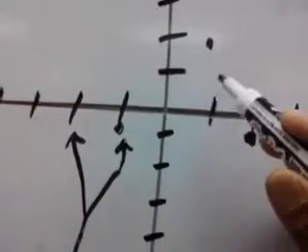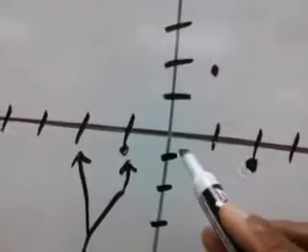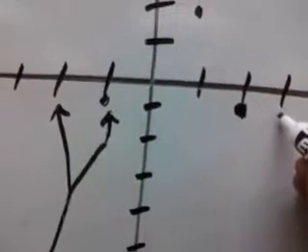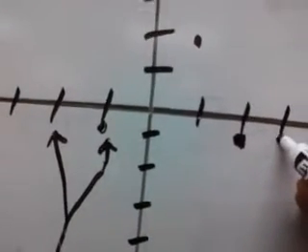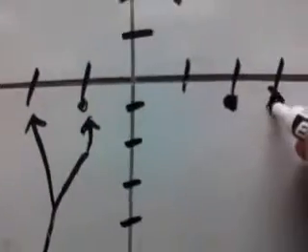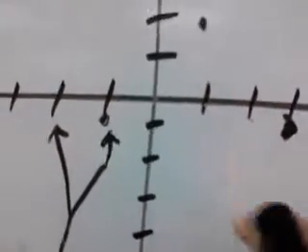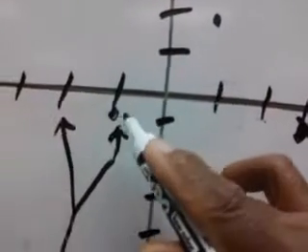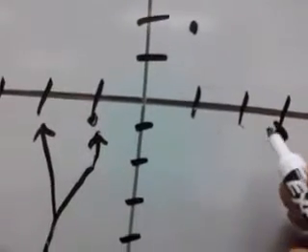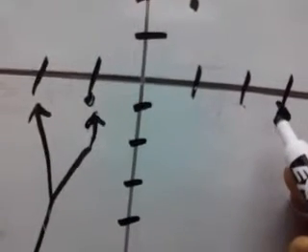You see, once again, the vertex splits the graph in half. So that would be 2 units on the left. Whoa, I'm a little off here. It should be over here. Yeah, this would be 2 units on the right side of the vertex. Okay, so 1, 2. That's 2 units on the left side of the vertex. So 2 units on the right side of the vertex, you would have another point.